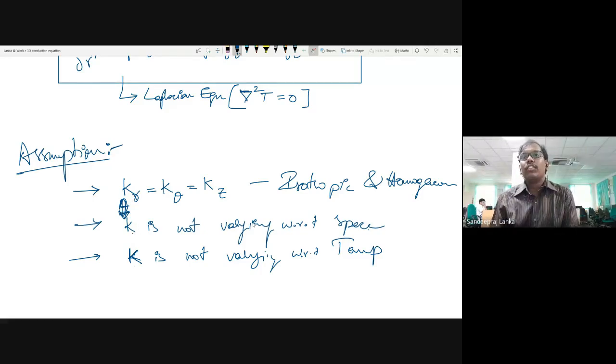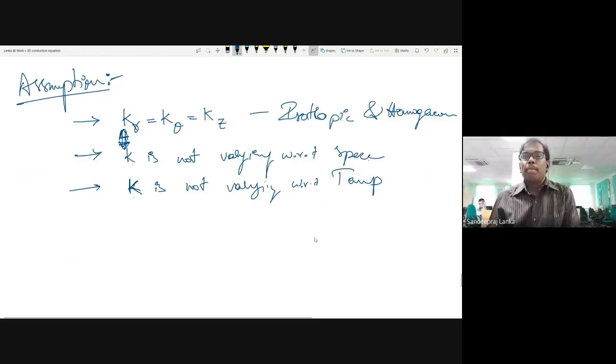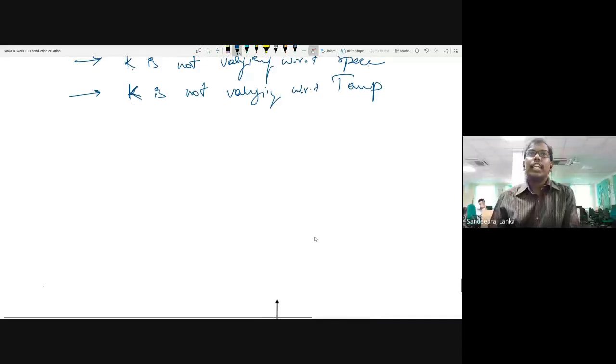And K is not varying with respect to space means the material should be isotropic and homogeneous. That is, the material property should be the same in the x, y, z direction, or here in this case, r, theta, z direction. That's what you will consider for your momentum equation also, in certain materials. When you consider it isotropic and homogeneous, it is the same kind of homogeneous and isotropic we are speaking about here also, right? So that's all about your 3D conduction equation in polar coordinate system, that is your cylindrical coordinate system.